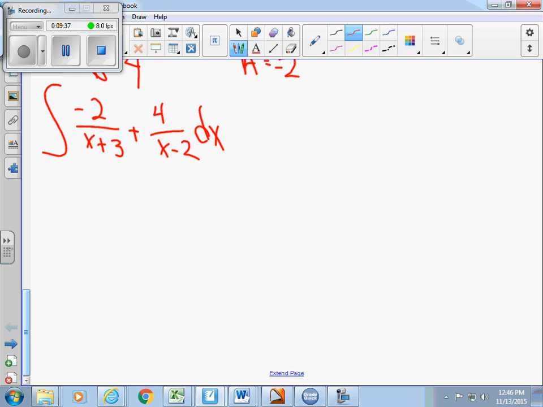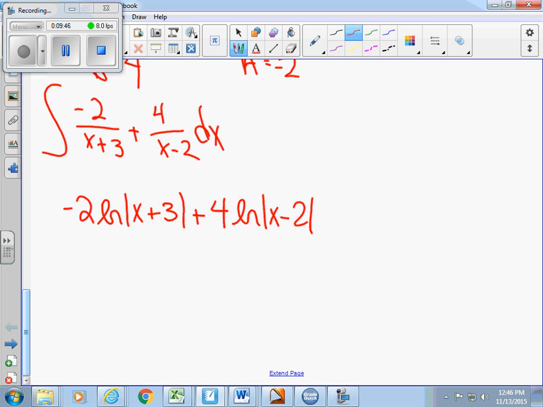So I have negative 2 natural log the absolute value of x plus 3 plus 4 natural log the absolute value of x minus 2 plus C. Just a mental note, I feel like you've all figured this out by now based on the multiple choice. I did want to combine these two logarithms. How would I go about that?